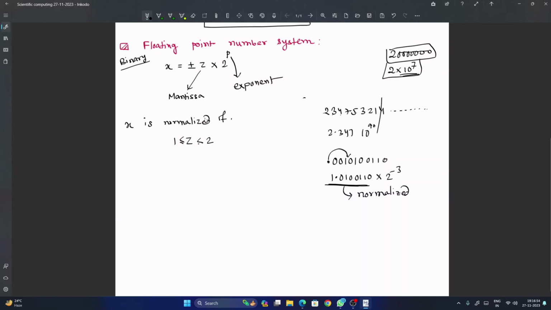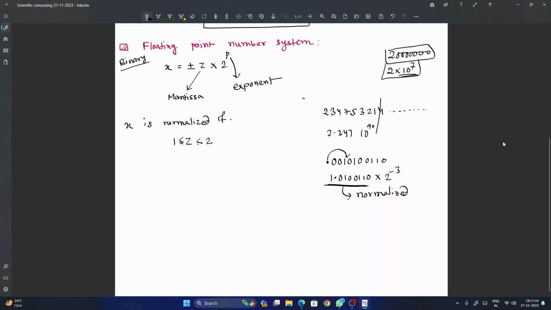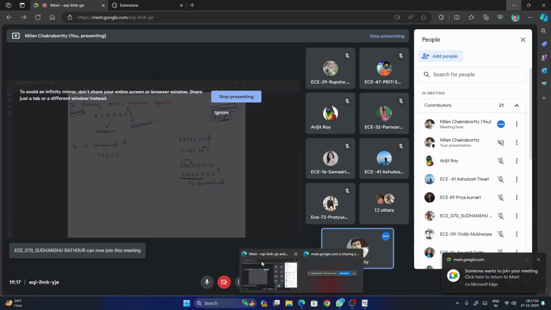Is there any doubt about the normalized mantissa? Because whenever you want to save data in the machine format, you need to first express it in the normalized form and then we save the mantissa portion. How we will save, we will show it here. Up to now, is there any problem? If not, then we will continue to the next sections.